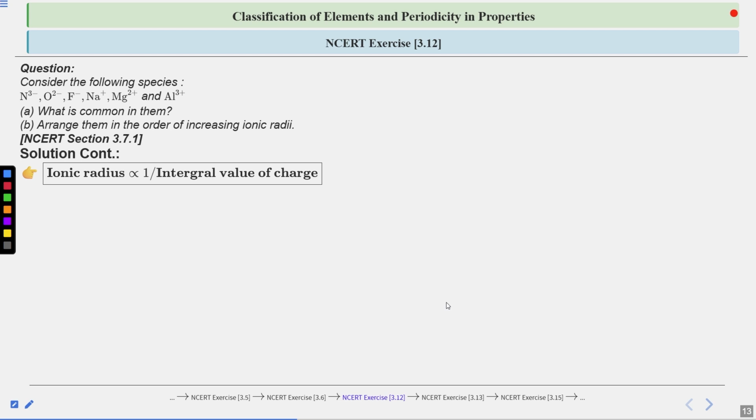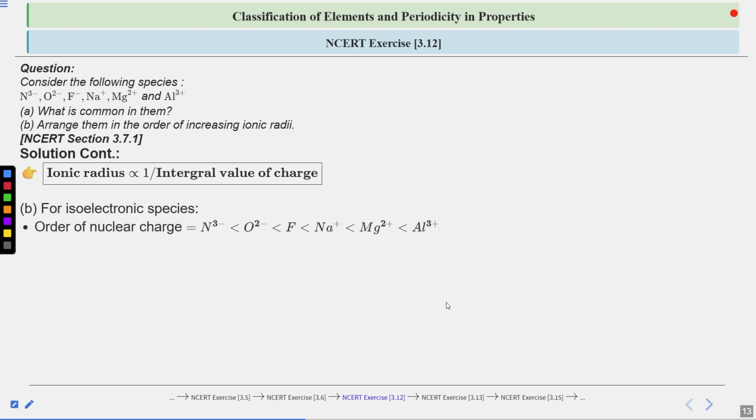Let us see how it is possible. You can get this with the help of the question that we have. If I arrange all of these species in the increasing order of charge, then N3 minus will be at the back side because it has the least integral value, 3 negative. And aluminium is 3 positive, which is the largest integral number in all of this. Now I have arranged all of this in the increasing order of charge. You can see it very clearly, and remember I have taken the integral value. Now this integral value and ionic radius are inversely proportional.